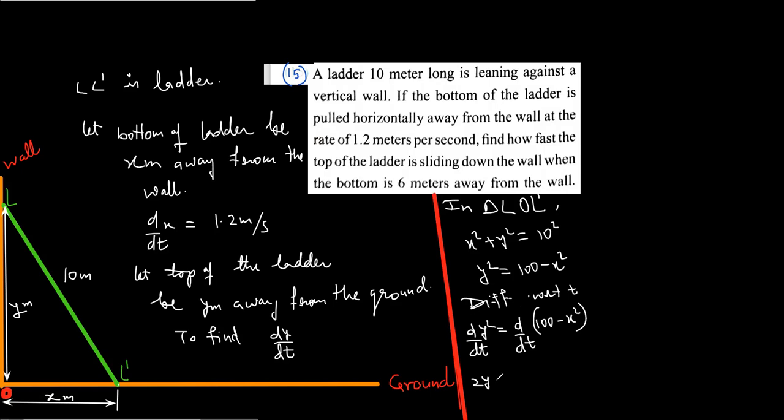So I got 2y d by dt of y. Y square derivative is 2y d by dt of y equals to derivative of 100 is 0 minus d by dt of x square, 2x d by dt of x. It is d by dt of x square, it is not d by dt of t square. It is d by dt of x square. Got it?